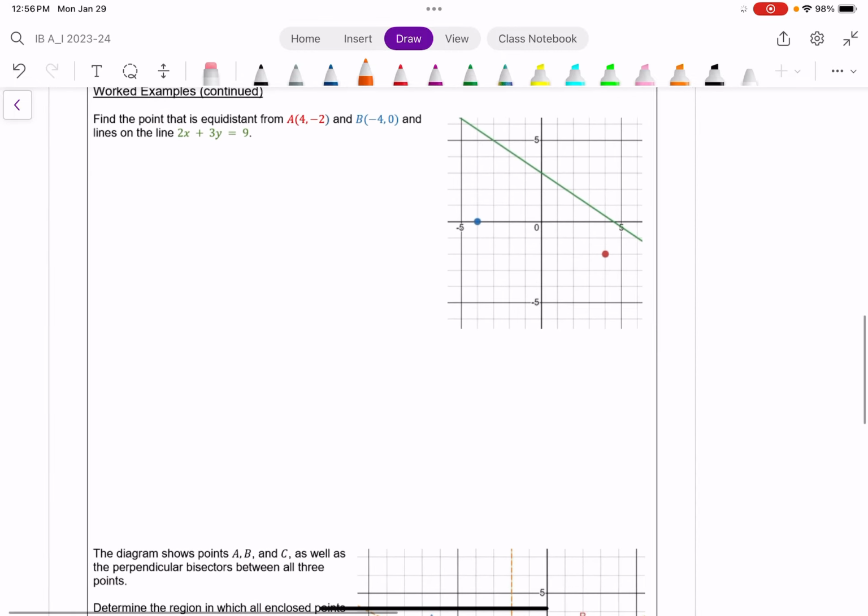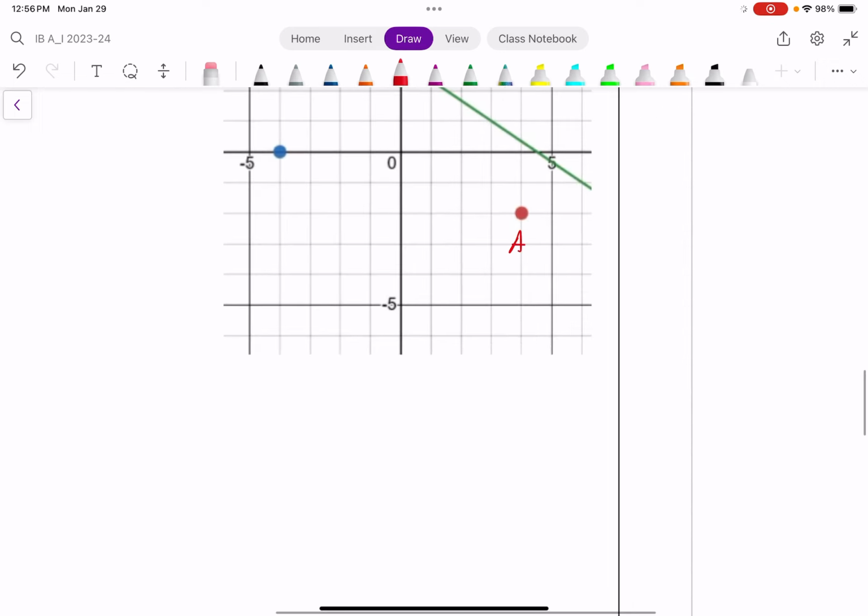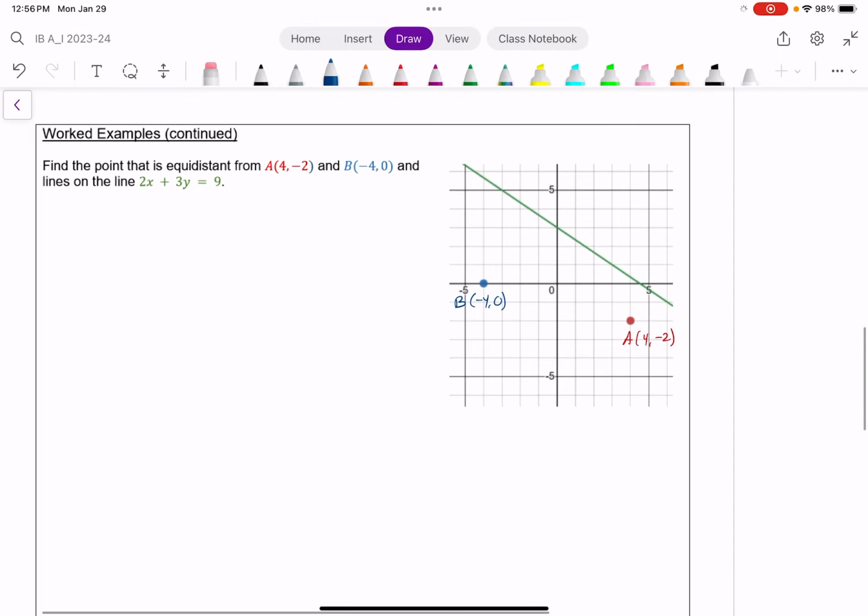All right, a little bit trickier. I got 2 points here, A at -4, 4, -2. So there's A and B, right on the x-axis at -4, 0. All right, I want to find the point that is equidistant from both of those, but also on the line 2x plus 3y equals 9, which is that line in green.